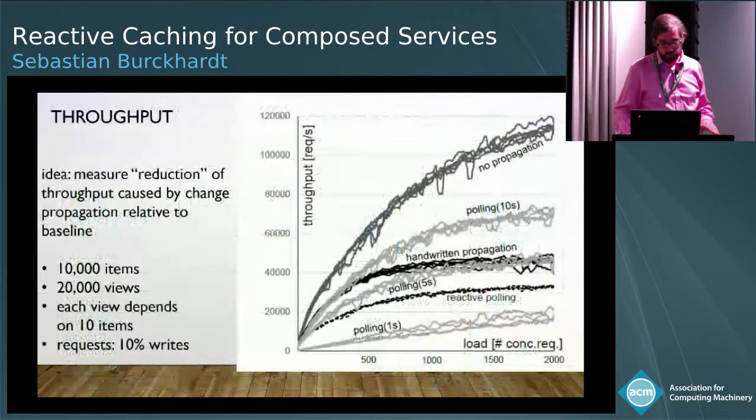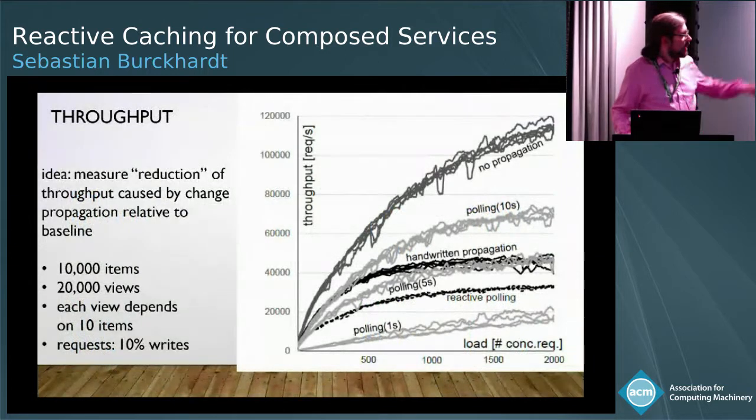Now, for the throughput, we have measured throughput by checking how much the throughput goes down if we add our stuff. So in this diagram, you can see from left to right, we increase the load on the service. And these lines, each line is one experiment. The top group of lines is running without change propagation at all. So we have just somebody reading and updating, but changes are not propagated. So in that case, the peak throughput we can get is close to 120,000 requests per second.